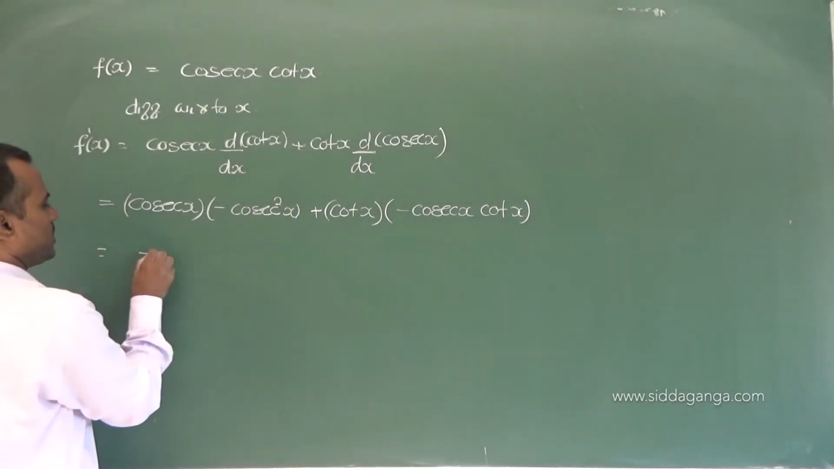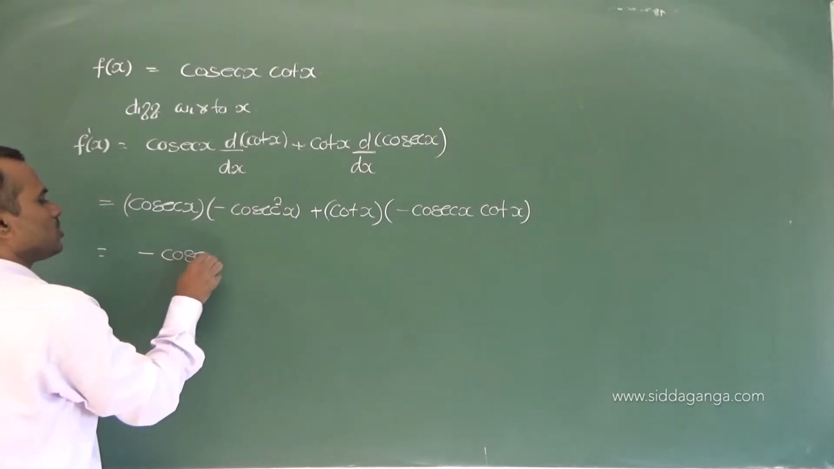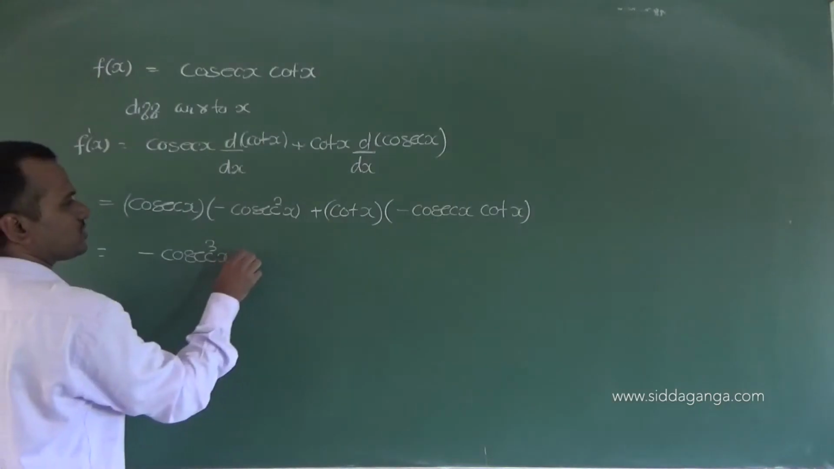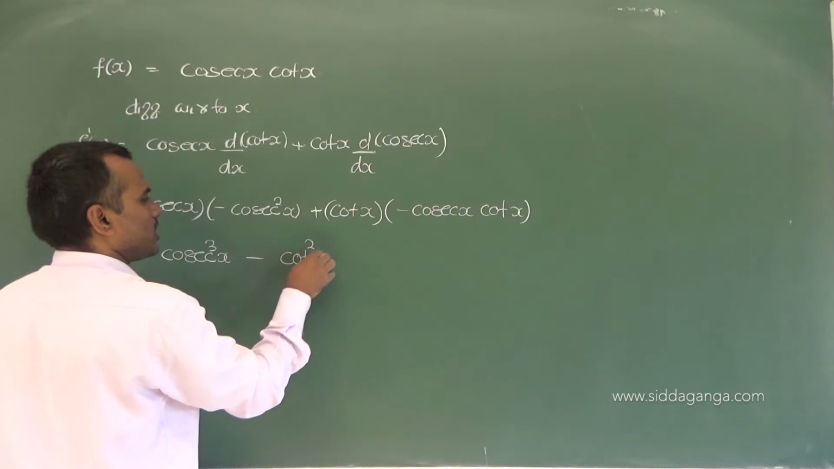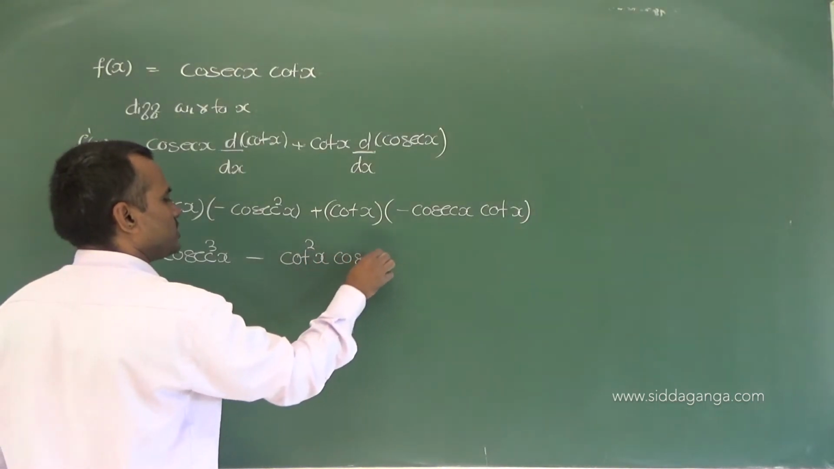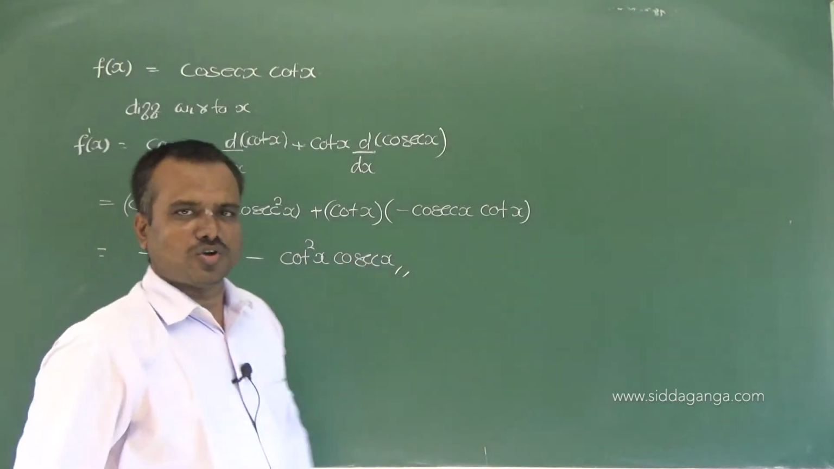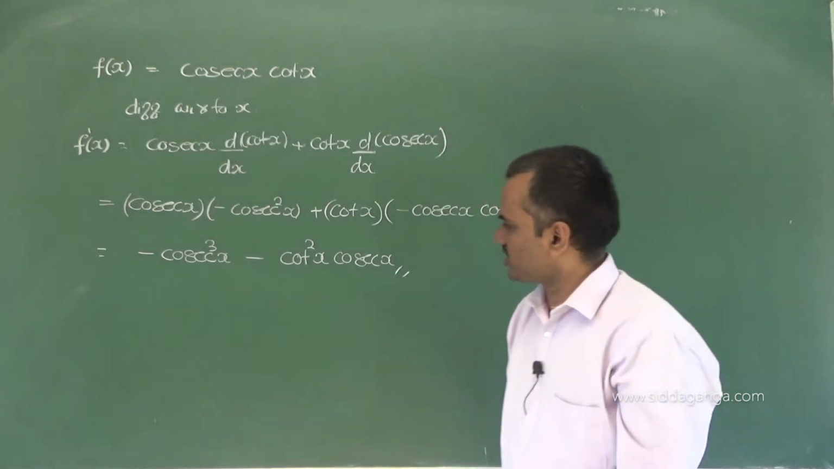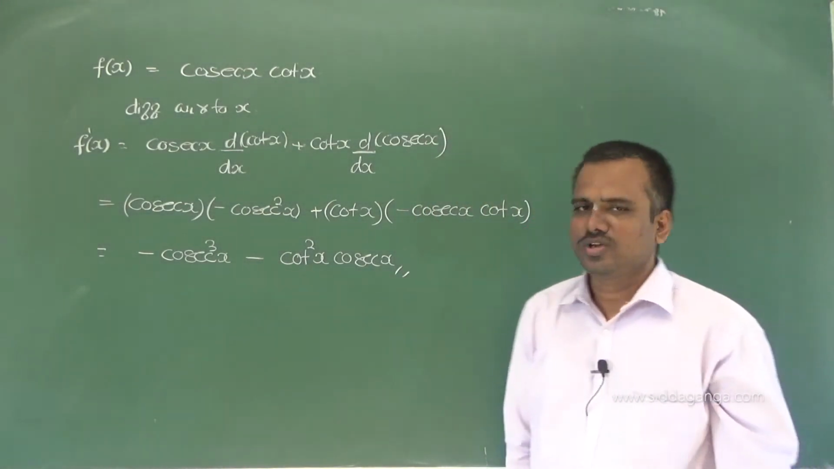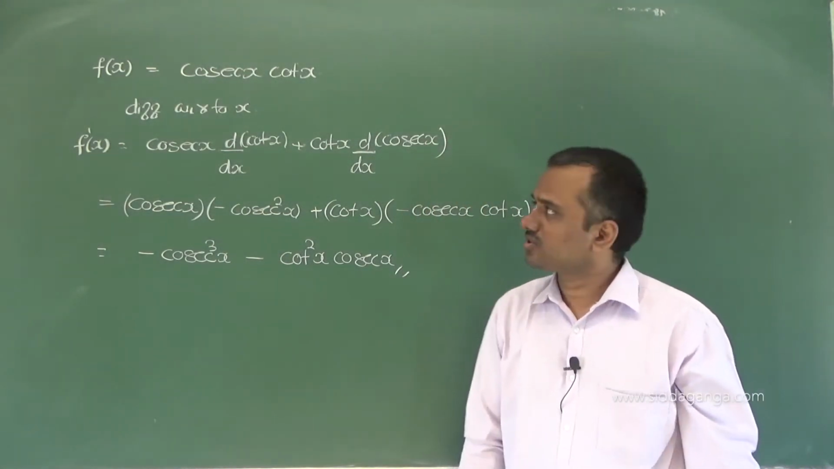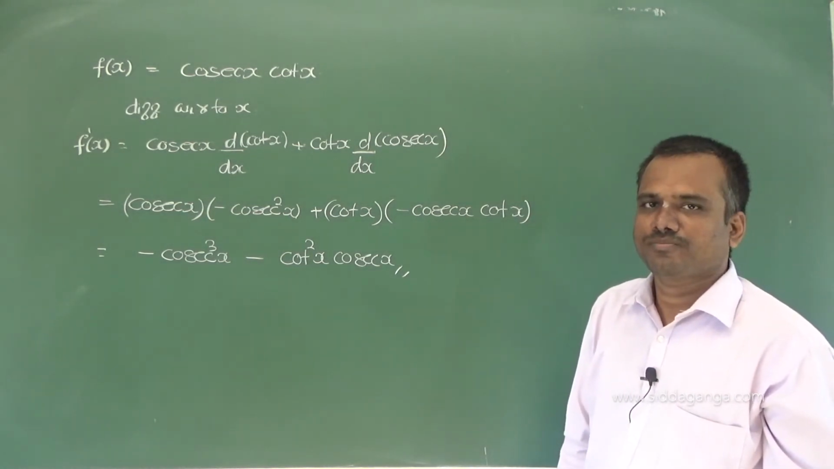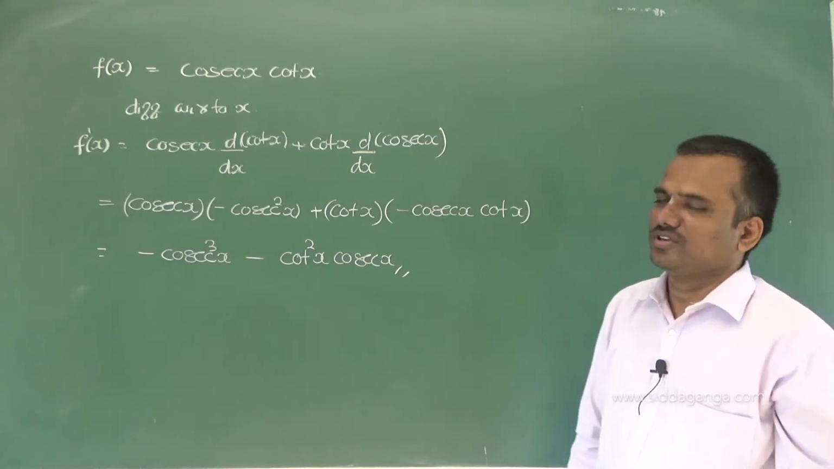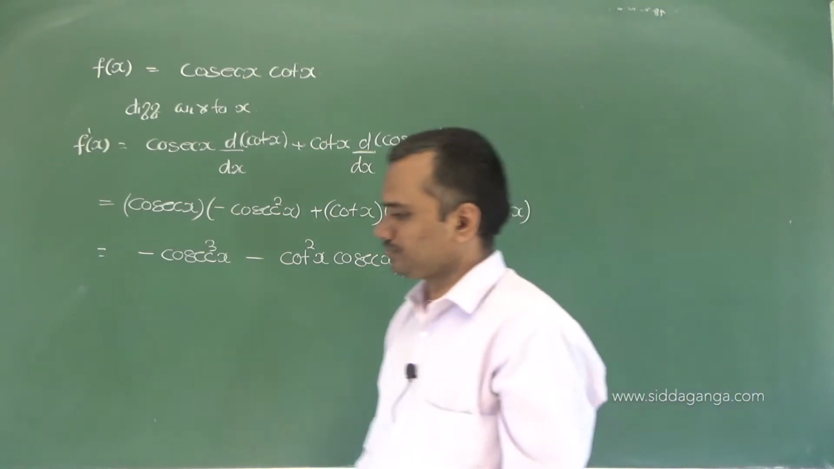That is minus cosecant cube x minus cot square x into cosecant x. Correct? Cot square x into what? Cosecant square. Cot square x into cosecant x. Observe this problem. This is also a very important problem. Observe very carefully. Next problem.